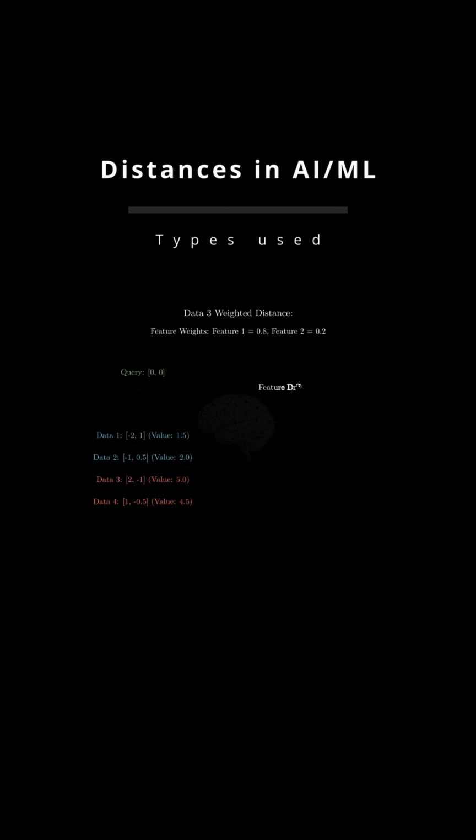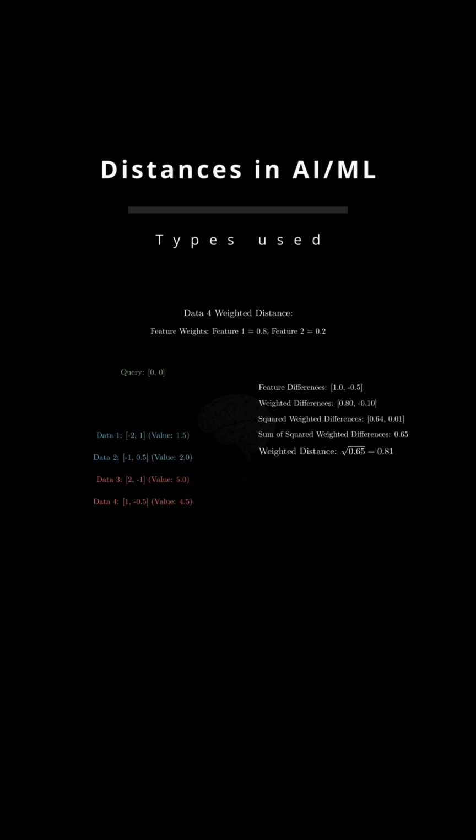So to prevent this, you must normalize or standardize all your real valued features. The goal is to get them onto a similar scale so they contribute more or less equally to the distance calculation. Okay, good point. And what about discrete features? Things like color, maybe, or yes-no attributes. How do we measure distance there?